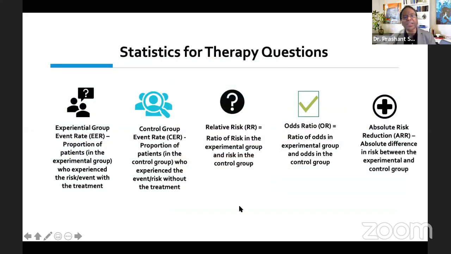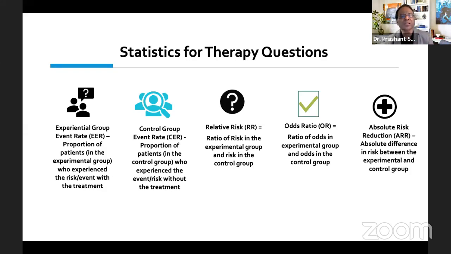When we are looking at the results of any research study, we need to have a basic understanding of statistics, because unless you have a foundational knowledge of statistics, you may not be able to interpret or analyze those results. There are certain common measures that we normally use in randomized control trials, and these are listed on this slide.